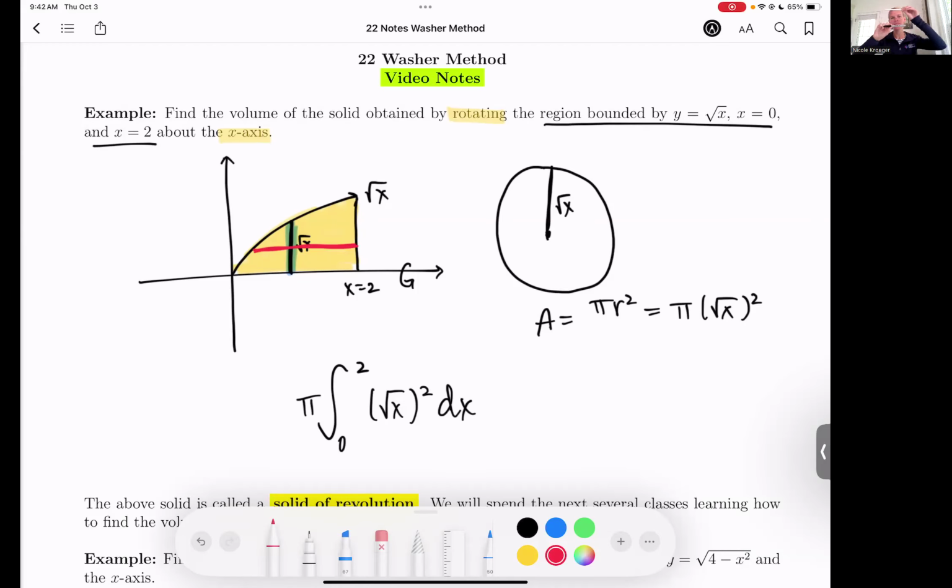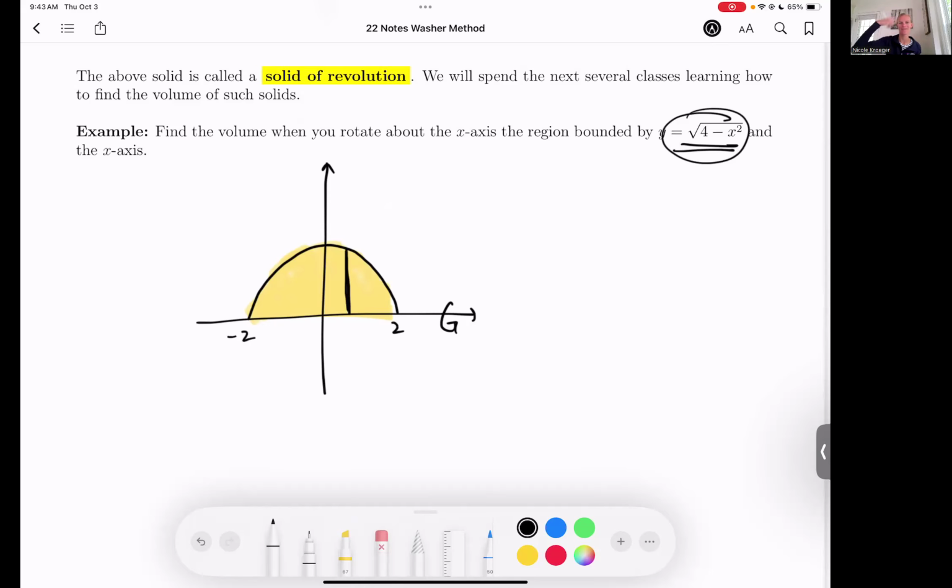In order to get a circle when I rotate this, I need to use a little line segment that is perpendicular to the x-axis. The length of that line segment will just be the function, square root of 4 minus x squared. So I'm going to integrate pi r squared, so pi times square root of 4 minus x squared, squared, dx. My bounds are going to go from -2 to 2. So that's going to be the volume of this region.